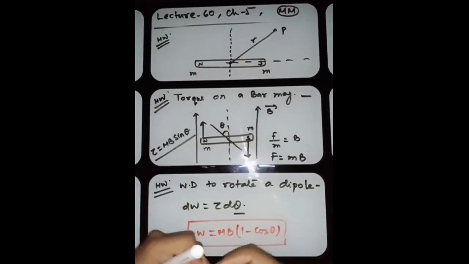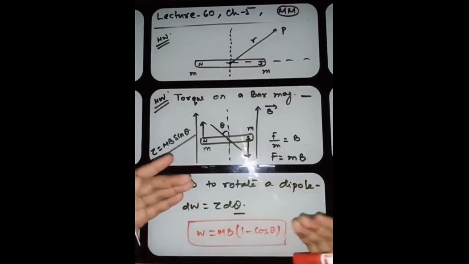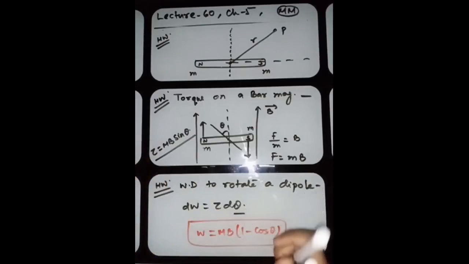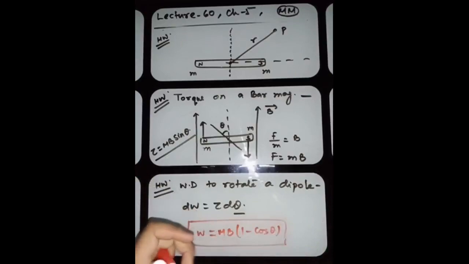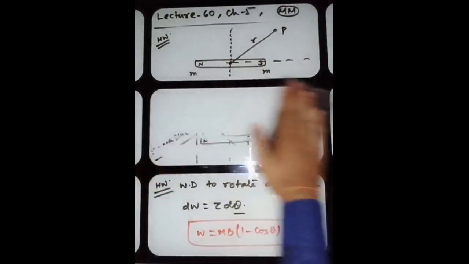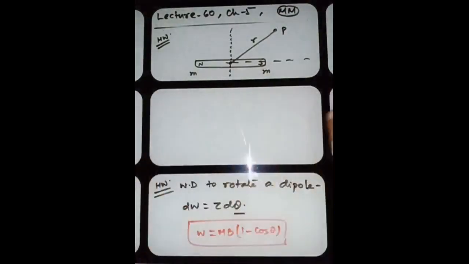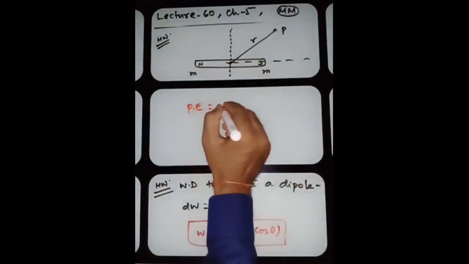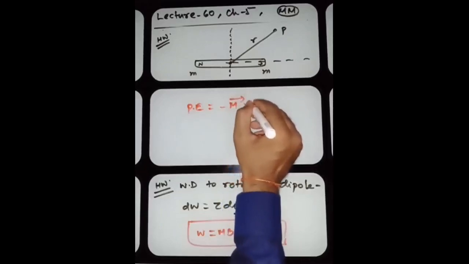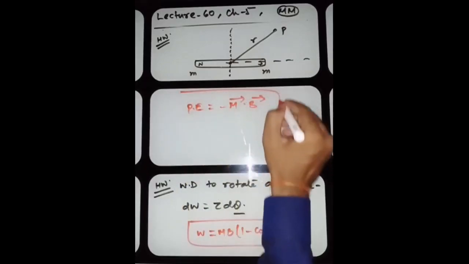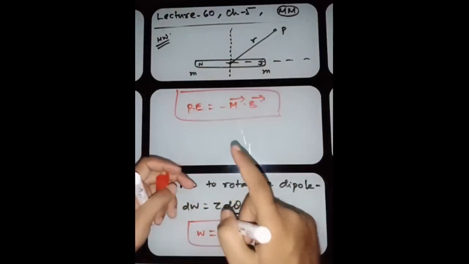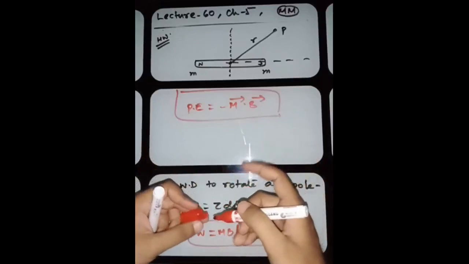You can also study the potential energy, my dear students, and you will find the potential energy. Let me write over here. You can do the practice for that one also. Potential energy, you will find, is minus m dot B. In electrostatics it was minus mu dot E. Here you will find minus m dot B. This is the potential energy.